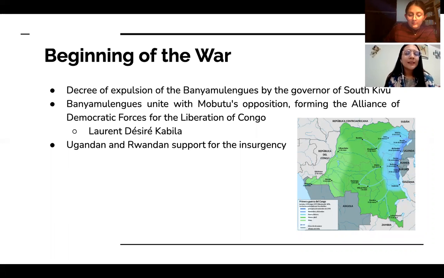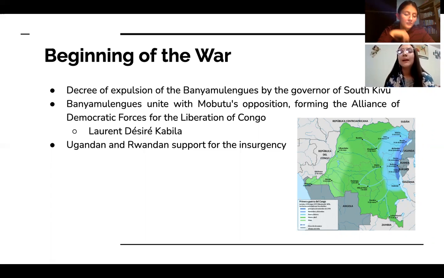So, as I mentioned before, this decree that Mobutu issued in 1981 was one of the main points that caused the beginning of the war. And after that, there was a decree of expulsion of the Banyamulenge, issued by the governor of South Kivu. This statement said that they had to leave Zaire under threat of penalty.